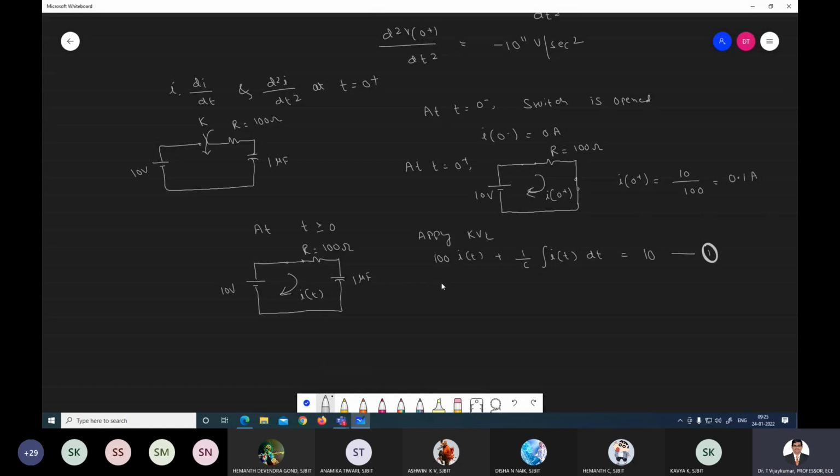Differentiate equation 1 with respect to t. Then we can write 100 into di/dt plus 1 by C i of t is equal to 0. Take this as equation 2. Next, at t = 0 plus, this becomes 100 di(0+)/dt plus 1 by C i of 0 plus, that is equal to 0.